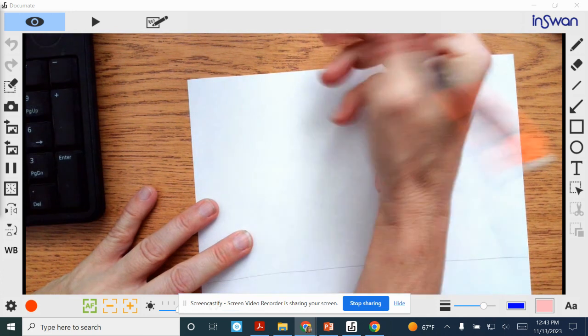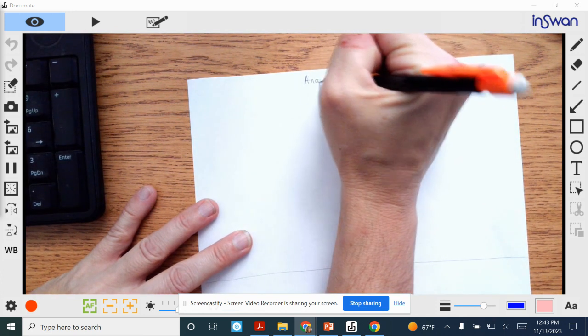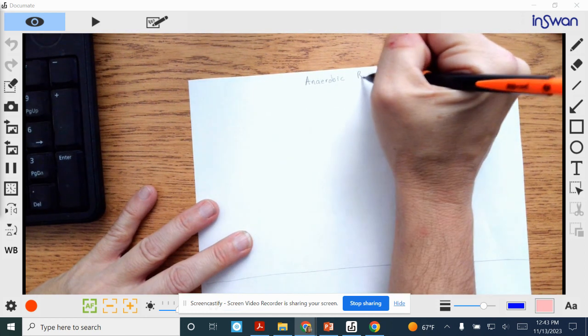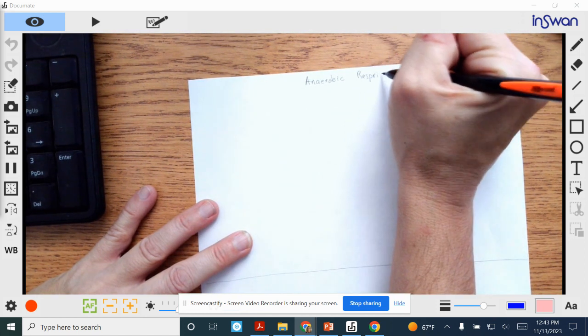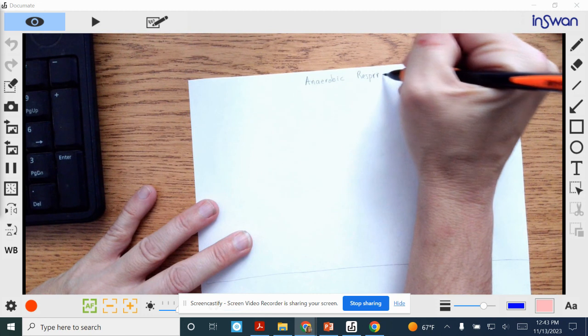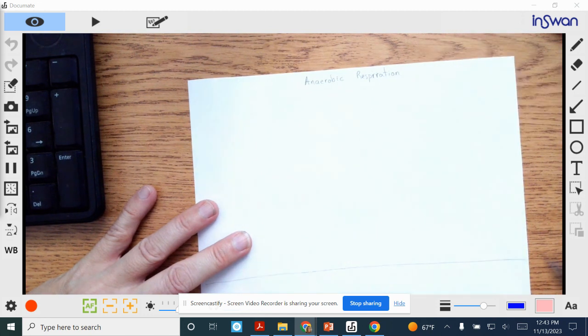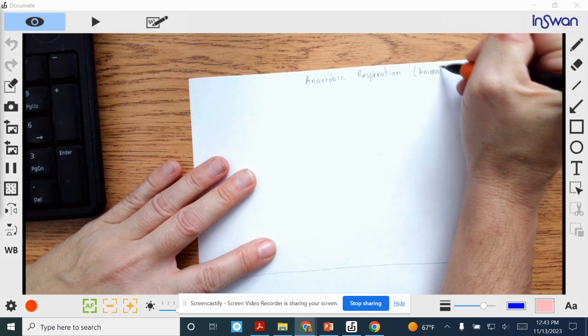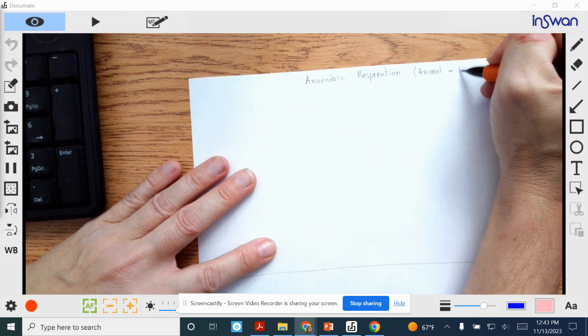Okay, so let's indicate we have anaerobic respiration taking place. Anaerobic respiration. Oops, spelling it wrong there. Let's try that. There we go. Okay. And we're going to take a look at what happens in animal cells, like your cells, and some bacteria.